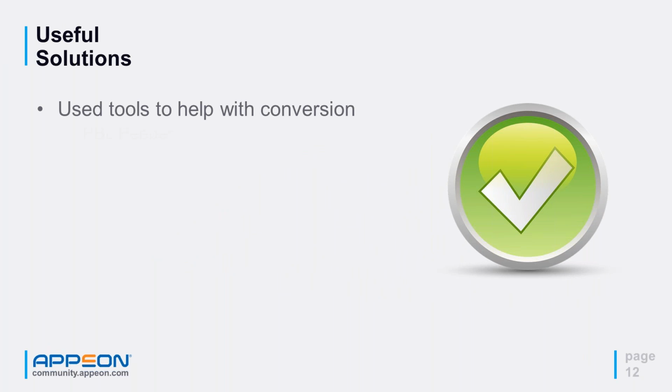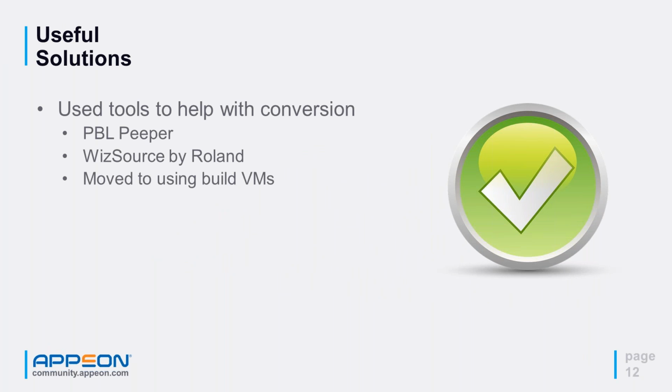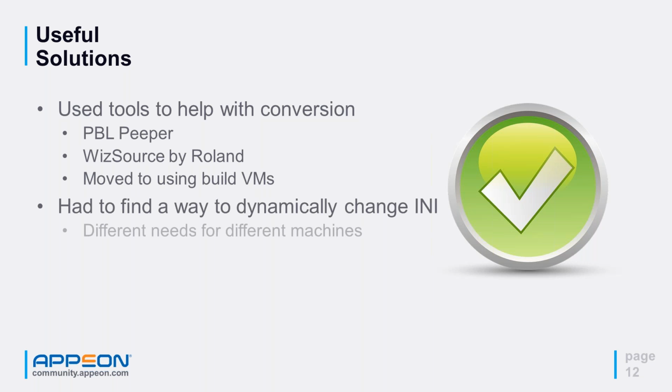Now, we had some useful solutions that helped us with our conversion that we wouldn't have been able to complete without. We used PibblePeeper to remove some old legacy code and the variables that were being instantiated but not used. There were a lot of things it showed us that had just been there because it was legacy and had been removed, not used, commented out, and it still was lying around. So PibblePeeper helped us clean up our code.